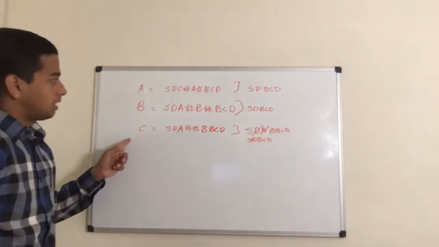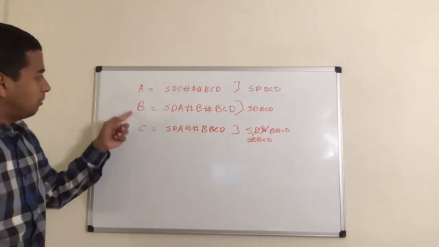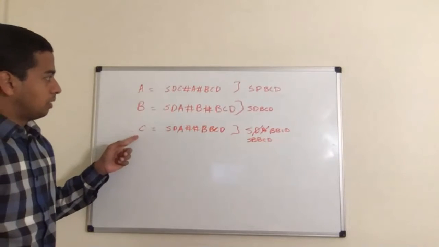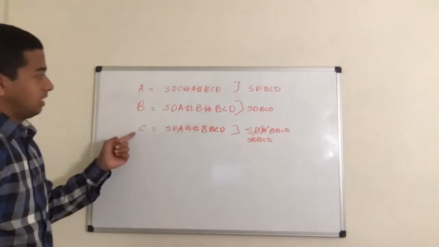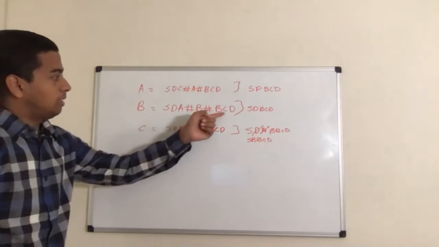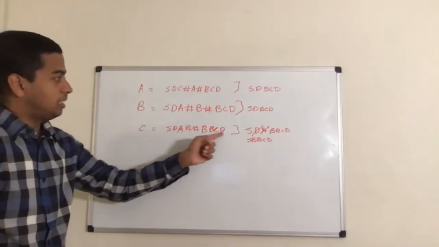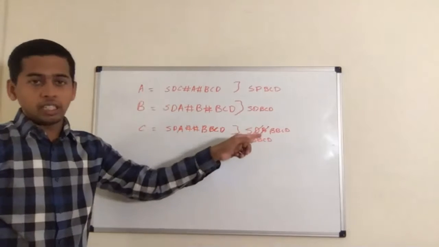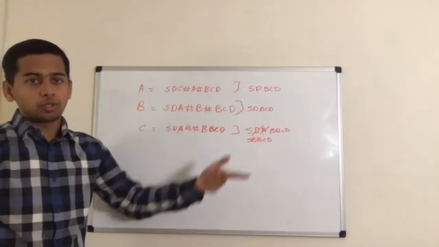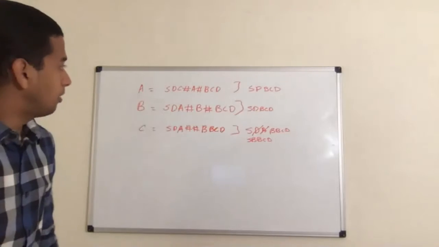So A and B are the same, but C is not the same. But if you look character-wise, B and C are the same. See, SDA, BBCD, SDA, BBCD. But since we are doing this operation, certain elements get removed, and for the final output we have to check if it is equal or not. So how are we going to do it?